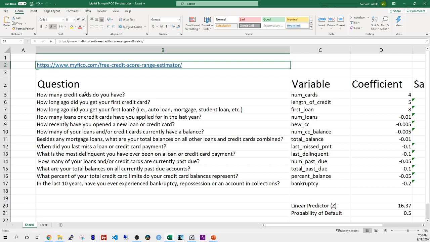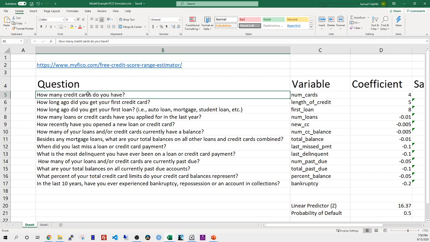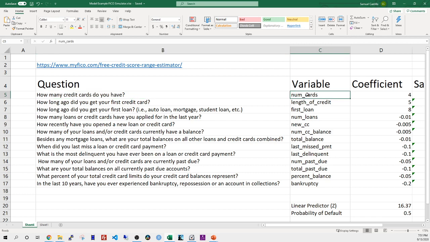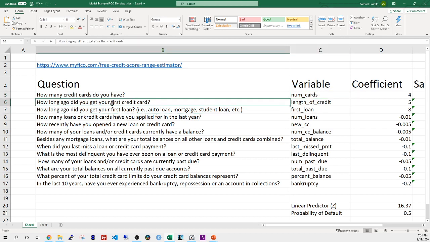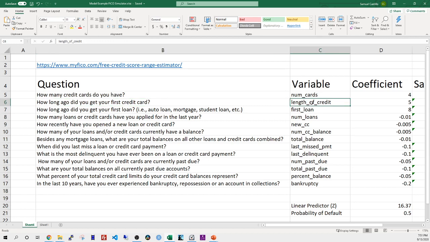So here are the questions. Question 1 was, how many credit cards do you have? This would be, in modeling language, a variable or a predictor. And it would take on numeric values that would be like integers, such as 0, 1, 2, or 3. How long ago did you get your first credit card? This would be called length of credit, and so forth. So we'd have a variable for each of these questions, right?